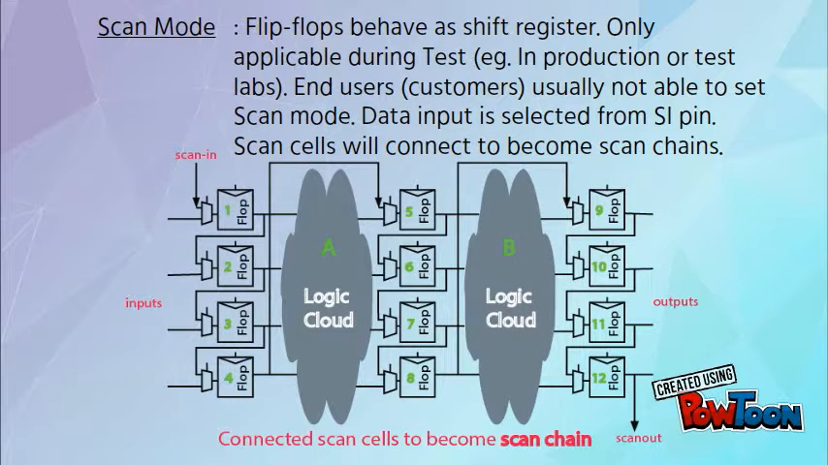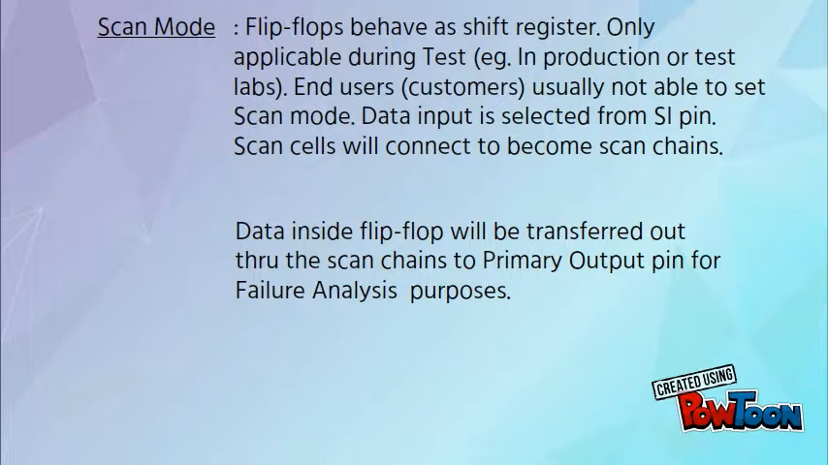In scan mode, flip-flops behave as a shift register. This is only applicable during test, for example in production or test labs. End users are usually not able to set scan mode. Data input is selected from the SI pin. Scan cells connect to become scan chains. Data inside the flip-flops is transferred out through the scan chains to the primary output pin for failure analysis purposes.